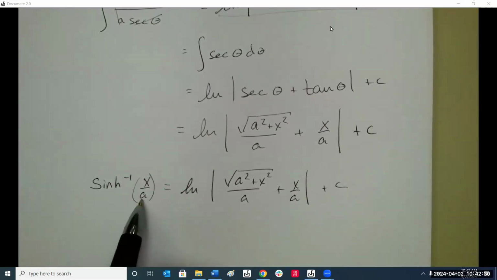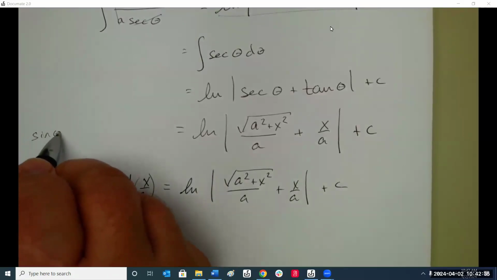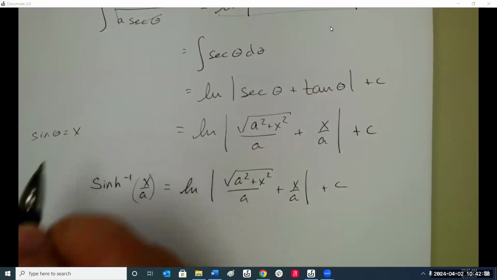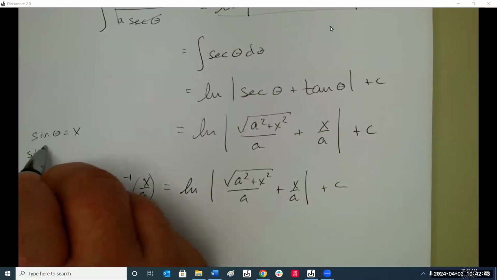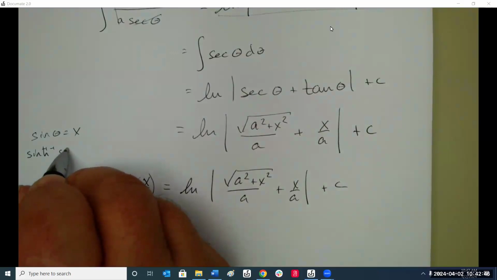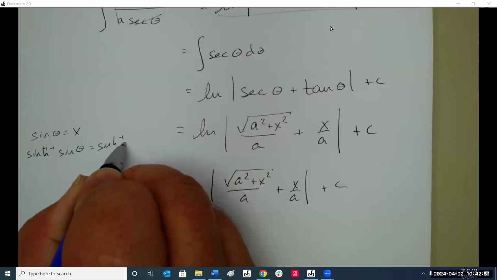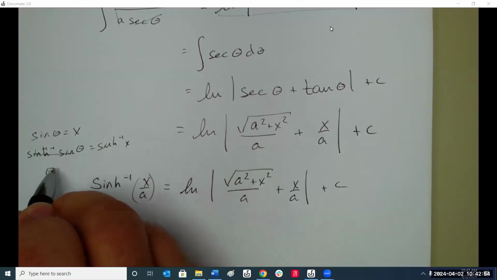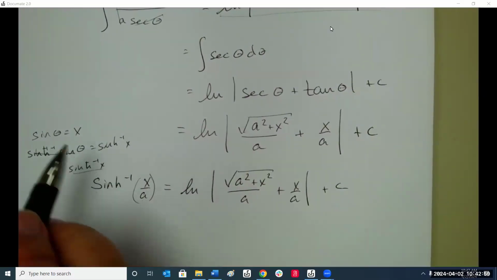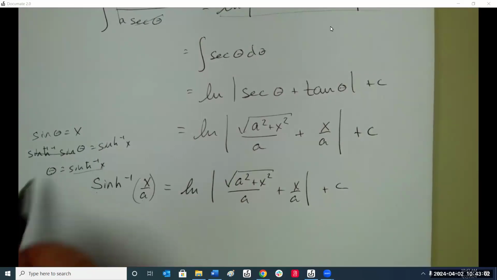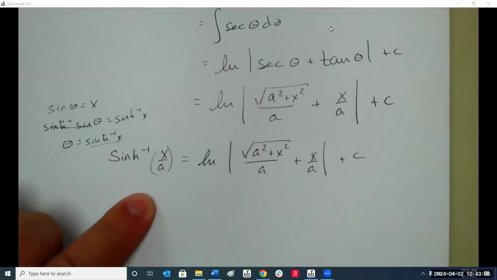Because remember, inverse functions, if we had sine theta equals x, then we'd do the inverse. So when we look for the inverse function, I give you a number, you tell me the angle it came from. So since we're integrating for d theta, this is the angle.